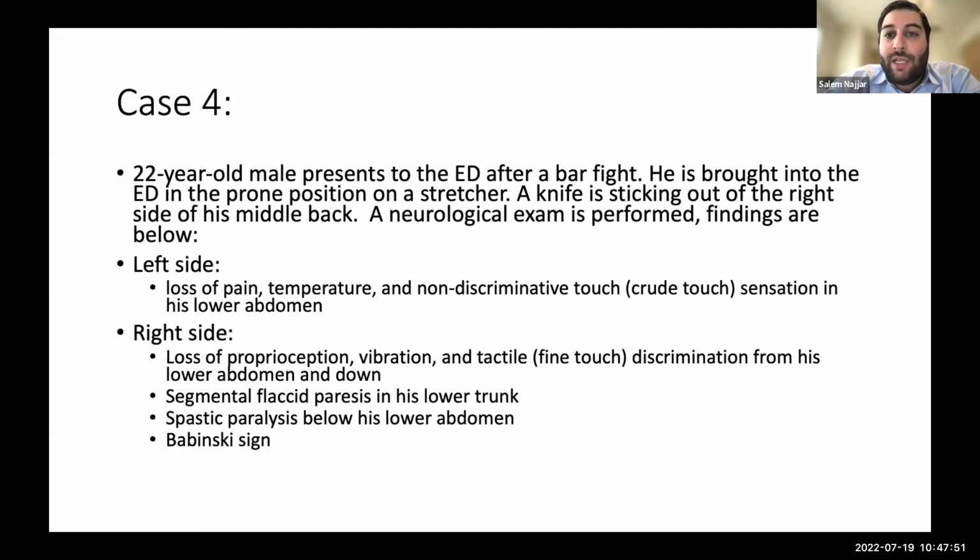There's also a Babinski sign. Babinski sign is something you'll see in an upper motor neuron injury. And it's basically you rub a sharp surface on the sole of someone's feet, and you can see that their foot will react to that, and that is the Babinski sign.